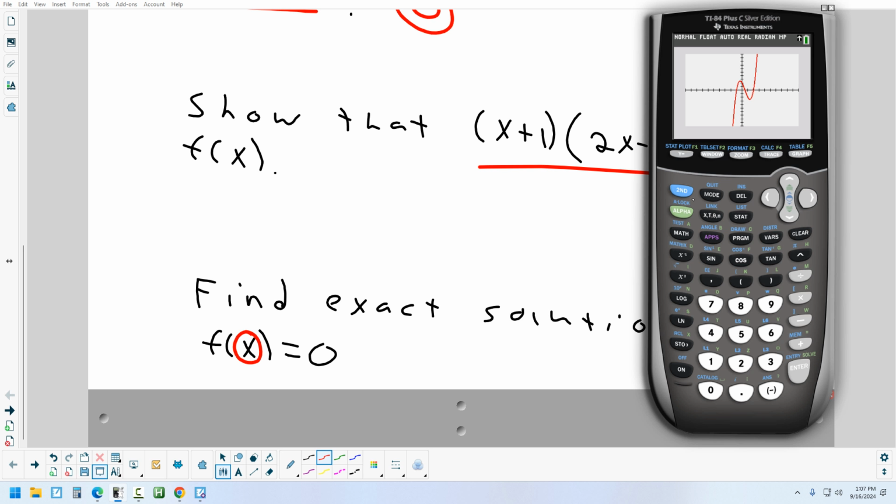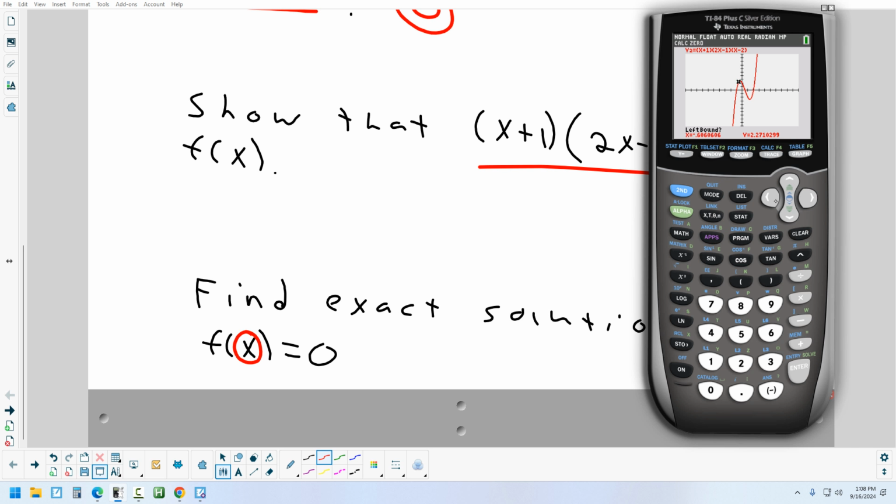I'm going to do second, calc, and I want to find the value that I can plug in for x that gives me 0 for y. Which option up here do you think I'm going to use? 2. Yeah, we're going to use option 2. We're going to calculate a 0. So press 2. When you press 2, it's going to ask you 3 questions.